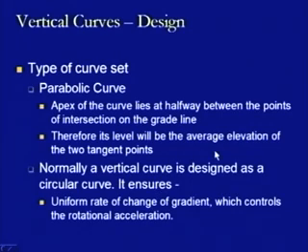There is another thing related to the provision of curves. Normally a vertical curve is designed as a circular curve. The reason is that it ensures a uniform rate of change of gradient. We have already seen this when we discussed circular curves, and this helps in controlling the rotational acceleration. This rotational acceleration is related to the centrifugal force which is acting on any circular curve. So, this is one of the properties of the circular curve which is used in the design of the vertical curves.